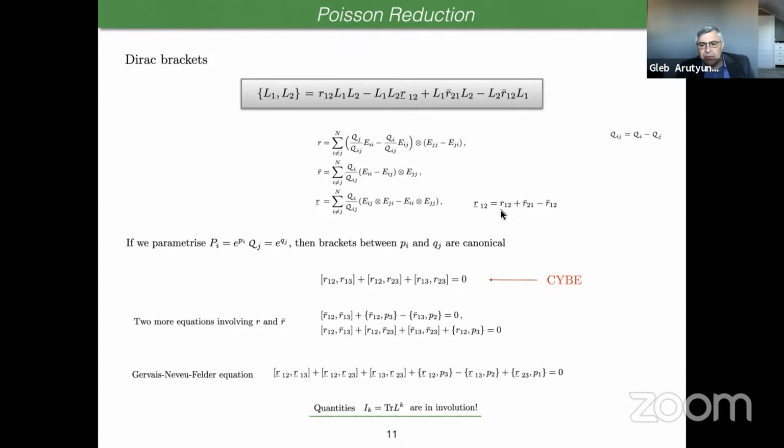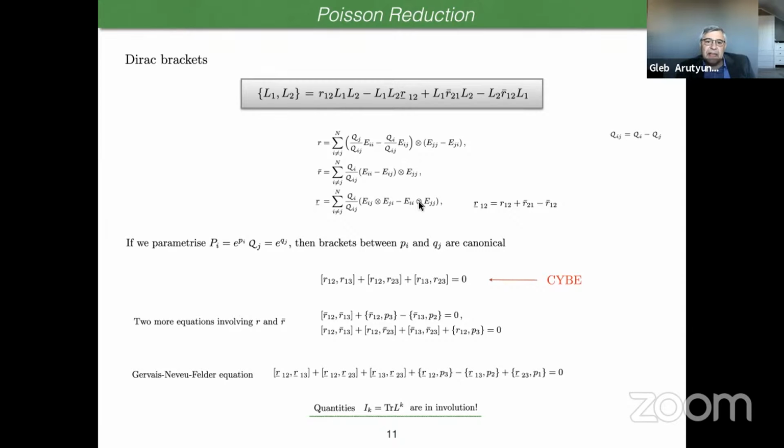This matrix appears to be a linear combination of R and R bar, this one here, and is explicitly given by this formula. Now, if we parameterize P capital and Q capital in terms of P little and Q little, in terms of these exponentiated coordinates, then the brackets between these little variables appear to be standard canonical Poisson brackets.